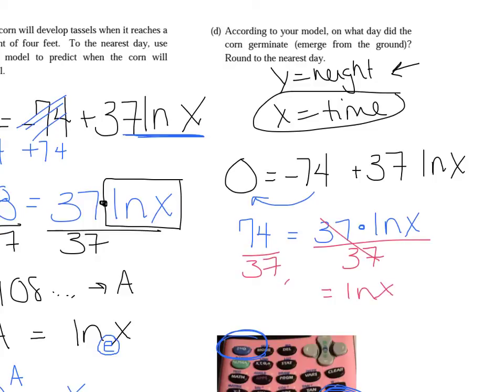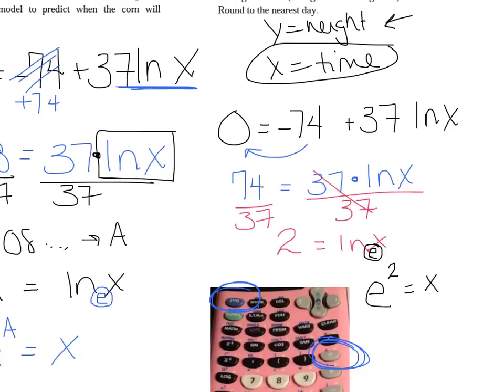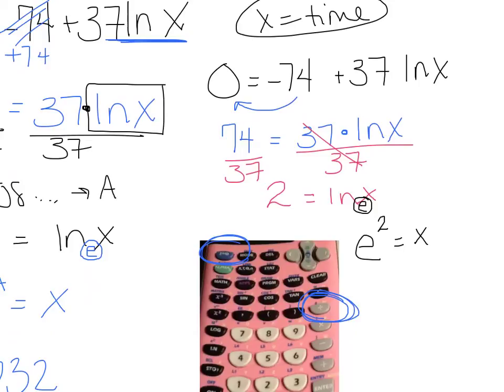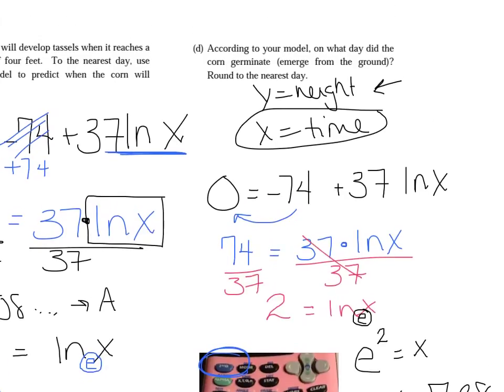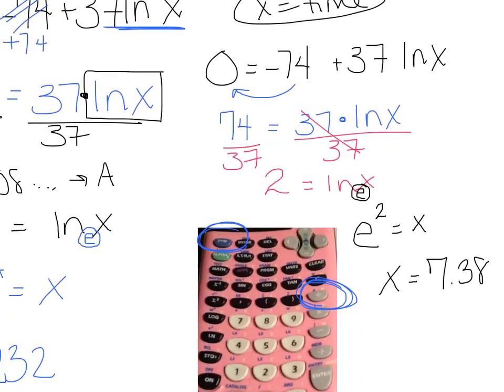That turns into an even 2, which is nice. Now say to yourself, what's the base on an ln? It has a base of e. So now if I convert to exponential, remember, begin with the base: e to the second equals x. And again, I'm just going to carefully type that in my calculator, e to the second, which tells me this germinated from the ground on the 7th day at 7.38. And again, if I just read the question, round to the nearest day, it happened on the 7th day if I round that.